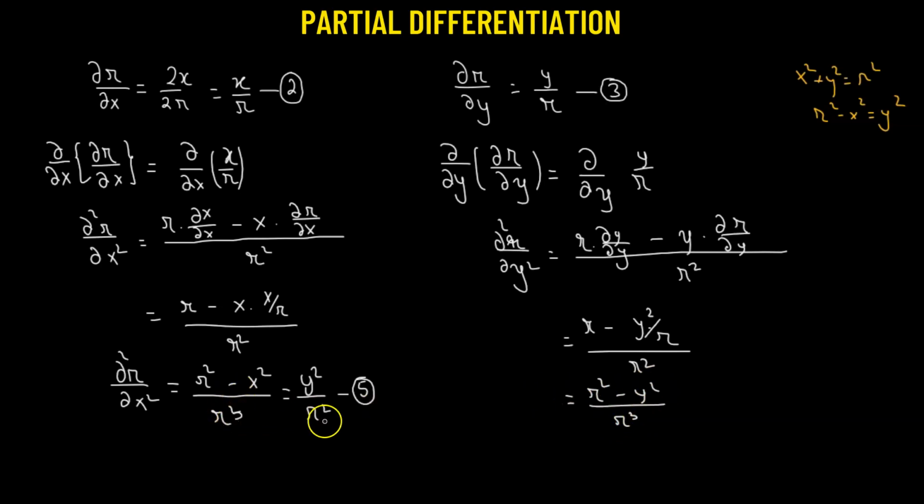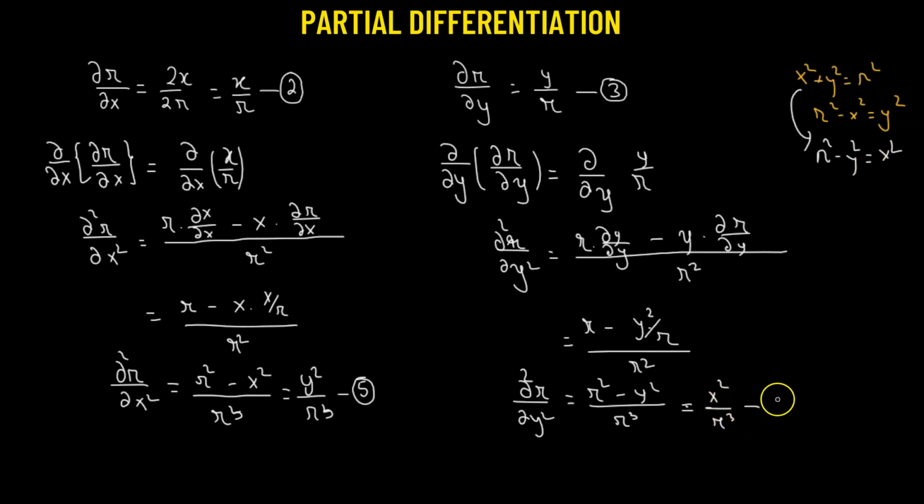Yeah, so I have missed a cubed here, so this is r cubed. Right. So this is the second partial derivative of r with respect to y. We are labeling this, wait. So here we have r squared minus y squared. So using the same equation, we can rewrite r squared minus y squared as equivalent to x squared. So this will be x squared divided by r cubed.